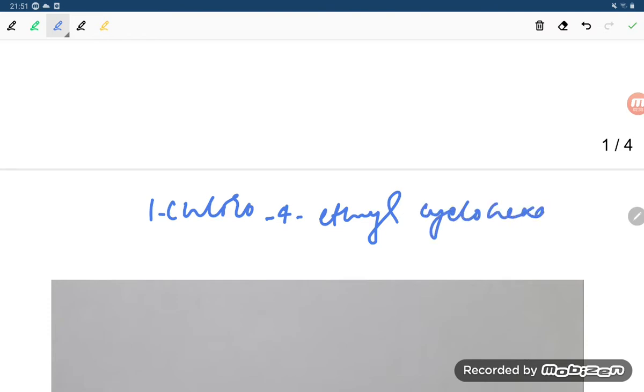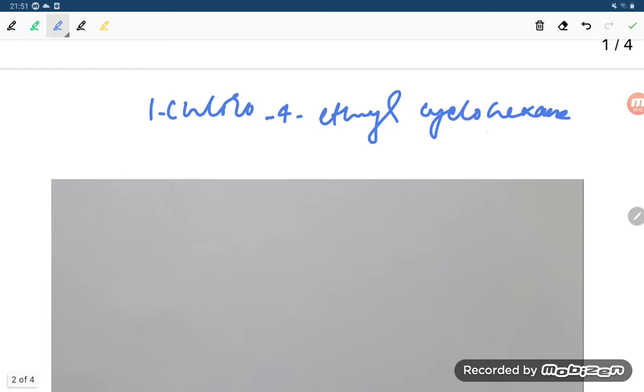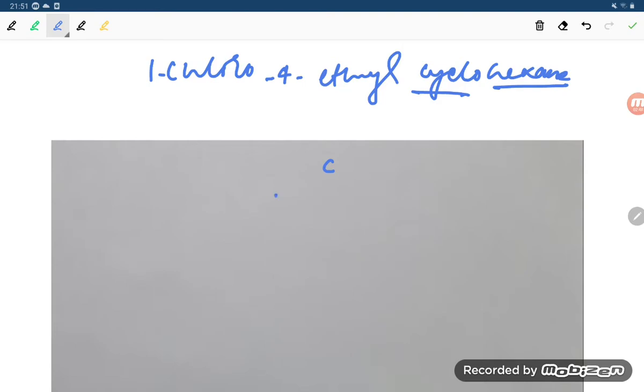So students, firstly see 1-chloro, then they are saying 4-ethyl, 1-chloro-4-ethyl, and cyclohexane is there. You can read it again: 1-chloro-4-ethylcyclohexane. So first of all, the hydrocarbon is hexane, and that is cyclic. That is meth, eth, prop, but, pent and hex. The 'an' means a single bond is there at all places. Now they have 1-chloro.